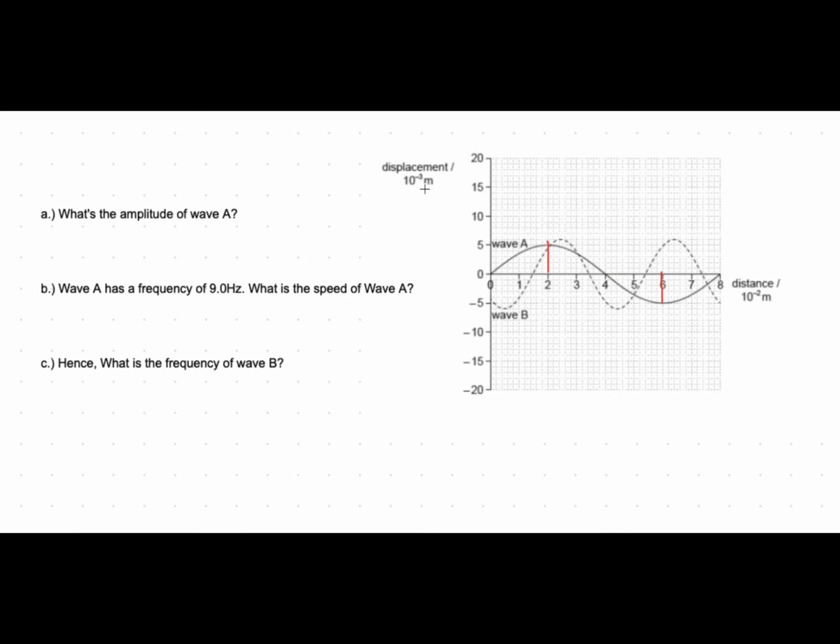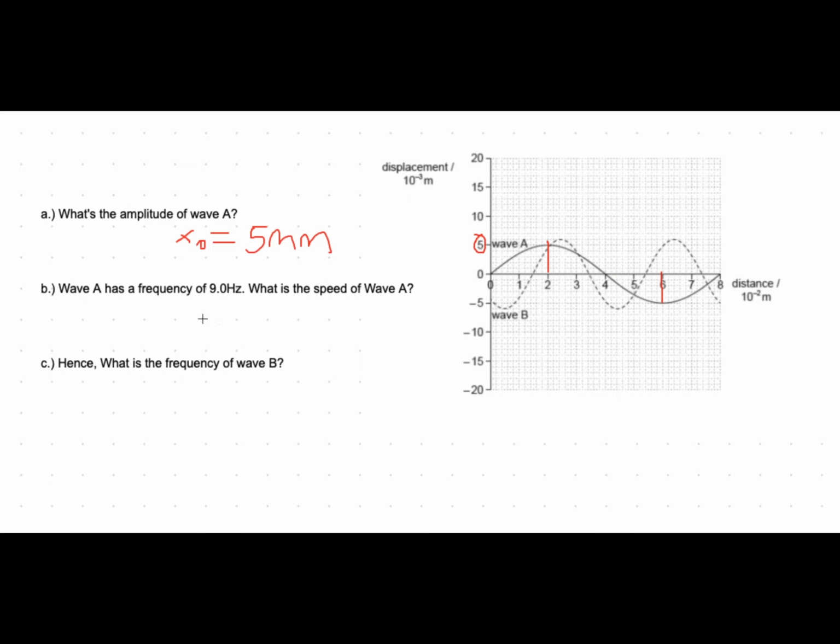If we look at our units, the displacement is in millimeters, and here it says 5. So we know that the amplitude, which we can denote as x naught, is equal to 5 millimeters. Or if you want to rewrite that, you can write that as 5 times 10 to the negative third.